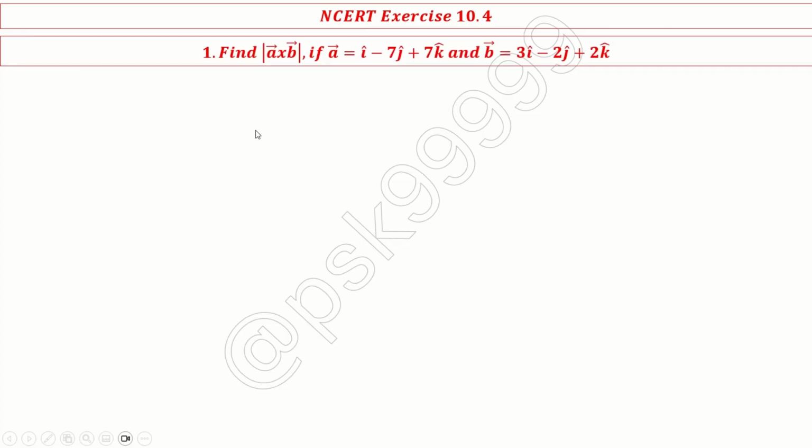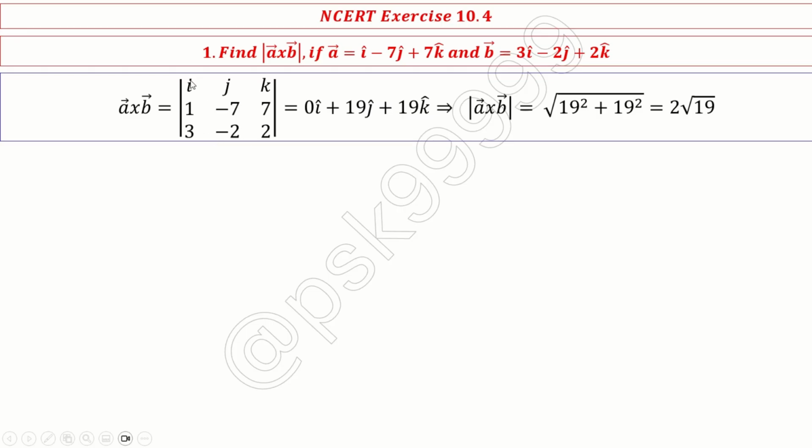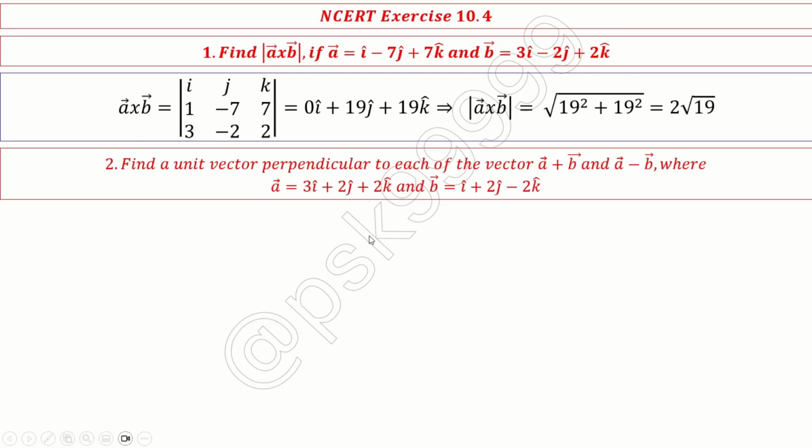Find A cross B, which is fairly simple. You just put it in the matrix determinant form and find the values. And you want the magnitude of A cross B, which is nothing but 2 root 19.